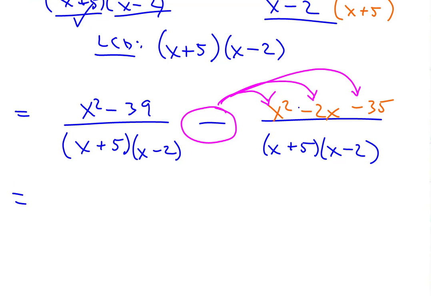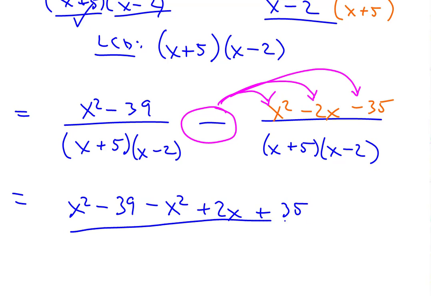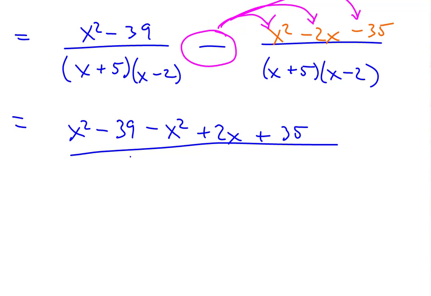Our entire numerator, if I put that all together, would end up as x squared minus 39. That's from the first fraction. Then we would have minus x squared plus 2x and then plus 35. That's after distributing the negative sign to all the like terms in that second numerator. And that's all over our LCD of x plus 5 times x minus 2.